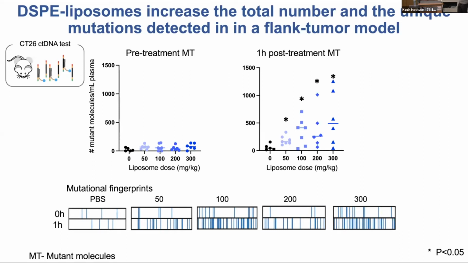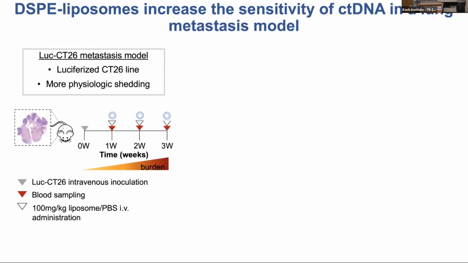Finally, although this flank tumor model was useful to investigate the effect of liposomes on cell-free and ctDNA recovery, it had one main limitation, and that was that tumor burden was not really proportional to ctDNA shedding. And this is what we typically see in humans and what we would need to really show that our treatment could improve the sensitivity for detecting tumors and allow for detection of smaller tumors. So to do that, we turned to another tumor model.